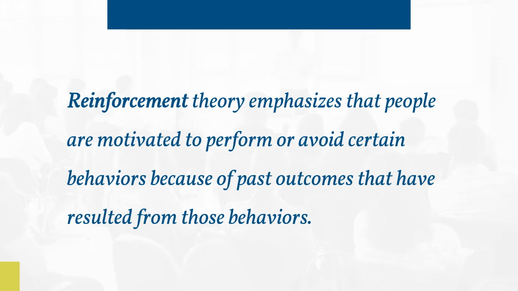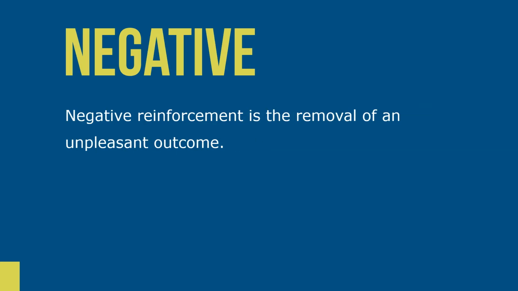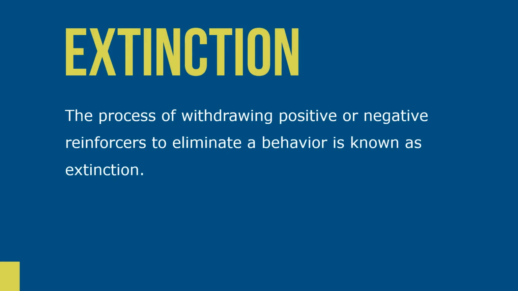Reinforcement theory emphasizes that people are motivated to perform or avoid certain behaviors because of past outcomes that have resulted from those behaviors. There are several processes in reinforcement theory. Positive reinforcement is a pleasurable outcome resulting from a behavior. Negative reinforcement is the removal of an unpleasant outcome. The process of withdrawing positive or negative reinforcers to eliminate behavior is known as extinction. Punishment is presenting an unpleasant outcome after a behavior leading to a decrease in that behavior. For example, if a manager yells at employees when they're late, they may avoid that yelling by being on time.